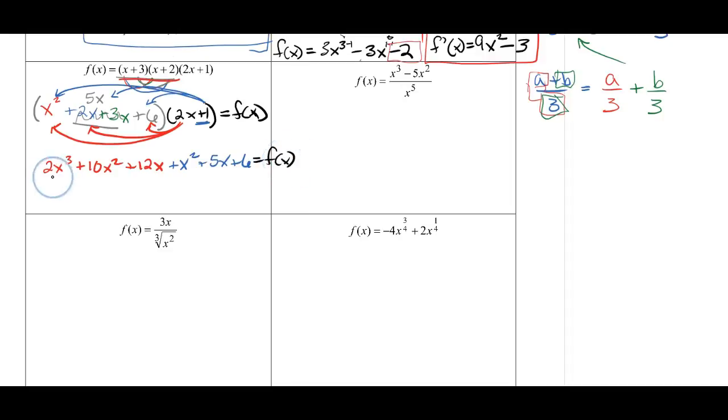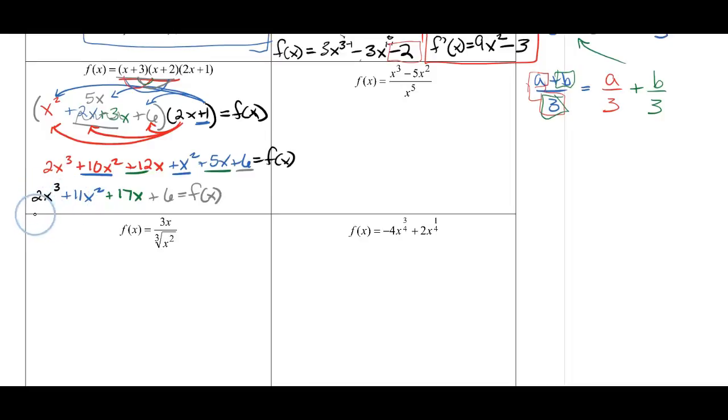Combine some like terms again. x cubed I only have one of. I have x squared here and here for 11x squared. I have x's here and here for 17x. And only the plus 6 to finish out my polynomial f of x. All I've done to this point is rewrite this in polynomial form. That's really the most time-consuming part, is keeping all of our algebra straight. Now we can take the derivative.